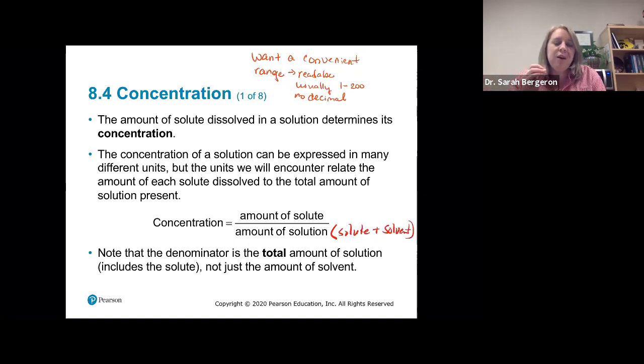So we'll see that. But always remember, it's the amount of solute, the little stuff, that's dissolved in the total amount of solution. Now be careful with this, because the amount of solution takes into account two things: the solute and the solvent. Your solute, maybe that's salt; your solvent, that's water, for example. If it was grams per gram, you'd have grams of sodium over grams of sodium plus grams of water. So be careful that you know the amount of solution is both of those two things.